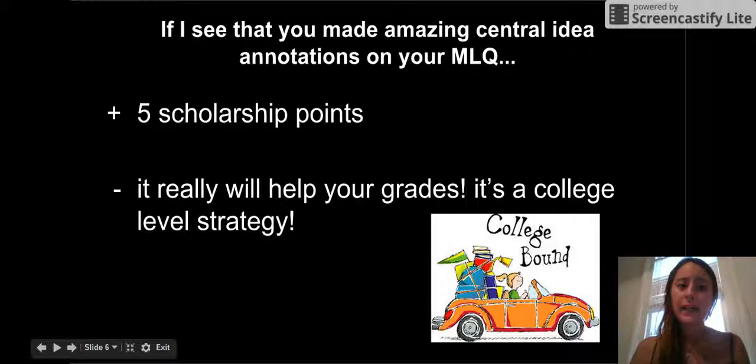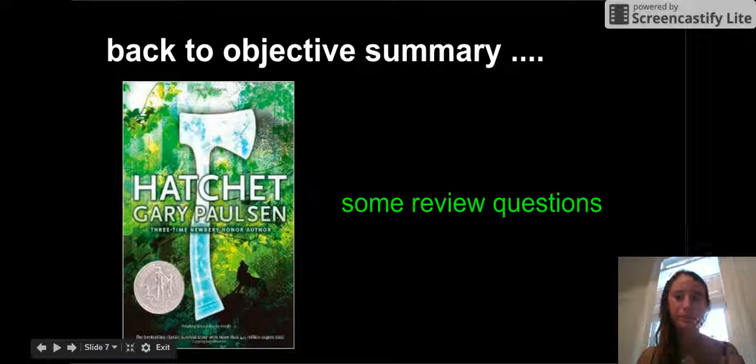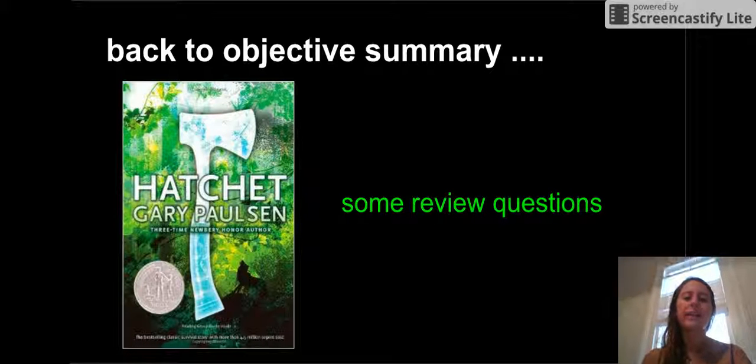So tomorrow, if I see that when you take your MLQ you're making amazing central idea annotations every paragraph or every few paragraphs, and I catch you doing that, it will be a +5 for scholarship on your paycheck, and it really will help your grades. This is a college level strategy to use when you're reading and answering questions. So let's see how well you really understand objective summary.